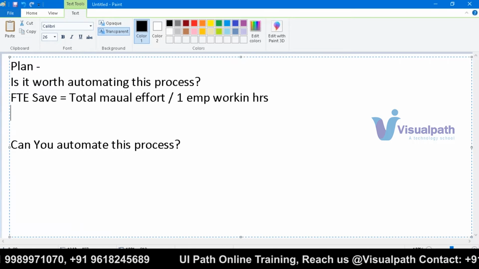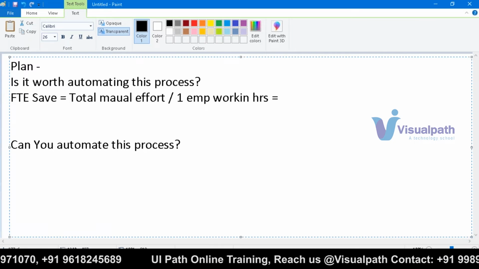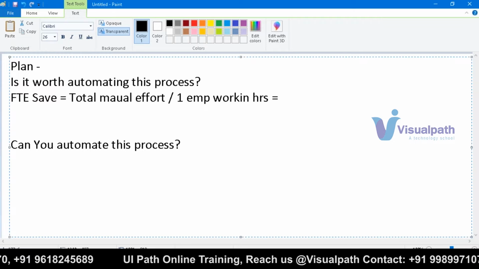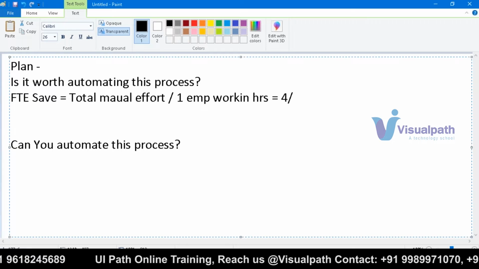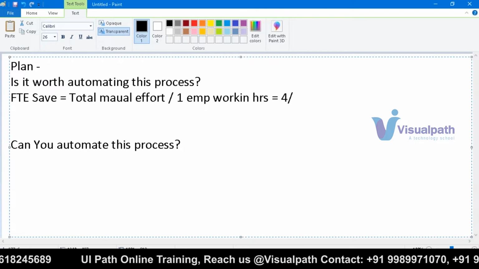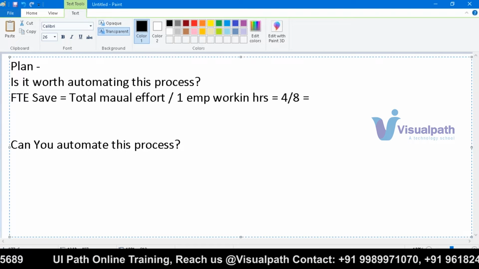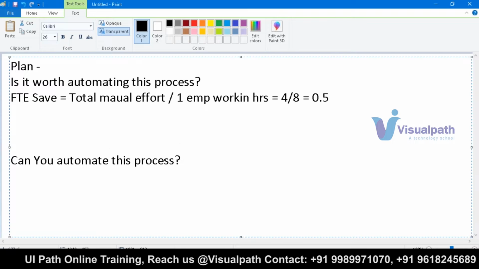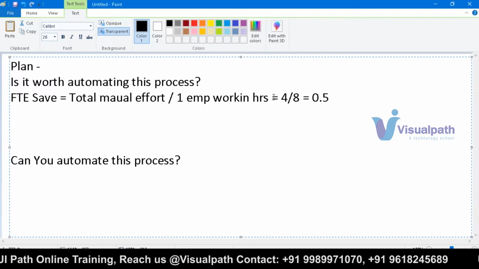What is the total effort per day? How much is he spending? 4 hours divided by the one employee working hour information. How many hours is actually working in office per day? 8. So the FTE save here is 0.5. Clear on this?